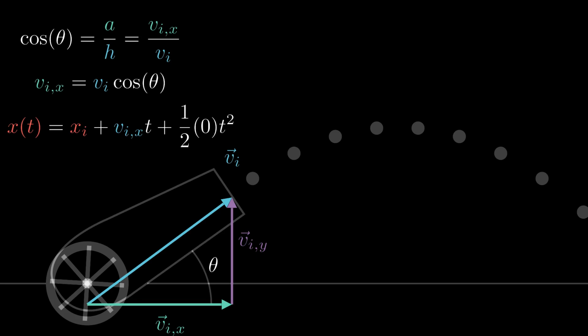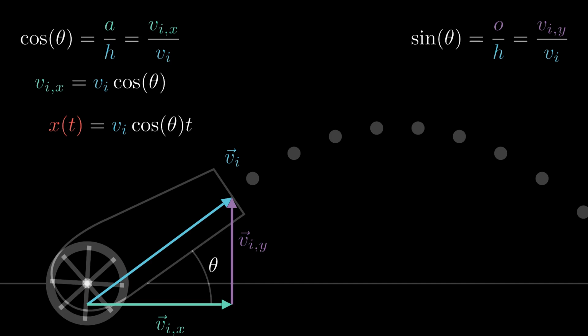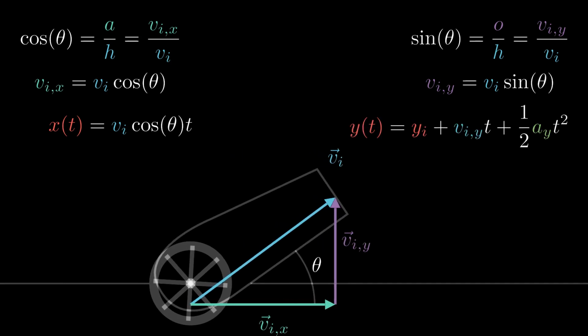We'll also go ahead and say that the muzzle of the cannon is the origin, which means that our initial x position is 0, and so it drops out of the equation. Now for the y component, we have to deal with the acceleration of gravity. The sine of the launch angle is equal to the ratio of the vertical component of the velocity, the opposite, to the total velocity, which is the hypotenuse. So once again, multiplying this by the launch velocity cancels out the hypotenuse and gives us the y component of our initial velocity. The initial y position is 0 again, since we're starting at the origin, and our acceleration from gravity is downward in the negative y direction, so we can plug it in here.